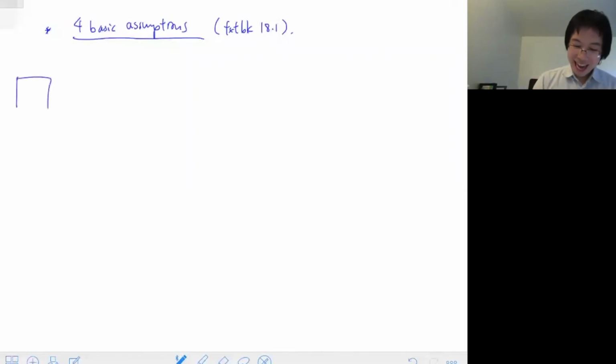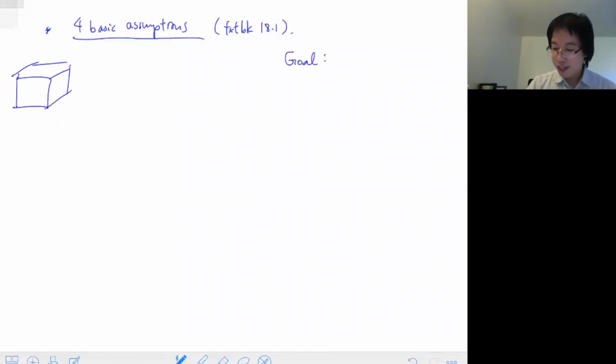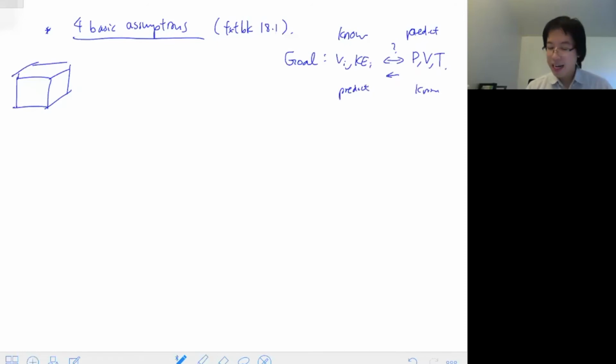All right, so if you have a box of gas like this, remember our goal is to relate the microscopic variables, velocity and kinetic energy, and ask: if I know this, can I predict P, V, T? Or the other way around, if I know this, can I predict the individual particles? Obviously, if you know the microscopic variables, you can hope there's a way, with a nice formula, to calculate the macroscopic ones. The other way, even before doing any math, you know that that's impossible.